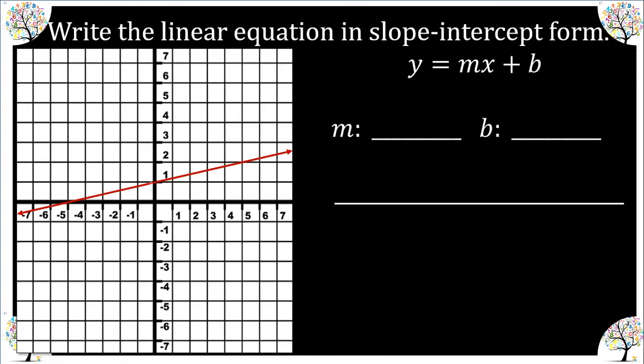Okay, now given a graph, let's identify the slope and the y-intercept. So our slope is going up 1 and to the right 1, 2, 3, 4, 5. So we have a slope of 1 over 5, and we have a y-intercept of 0, 1. So our equation is going to be y equals 1 over 5x plus 1.